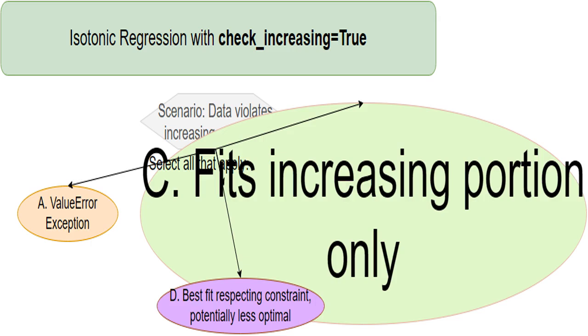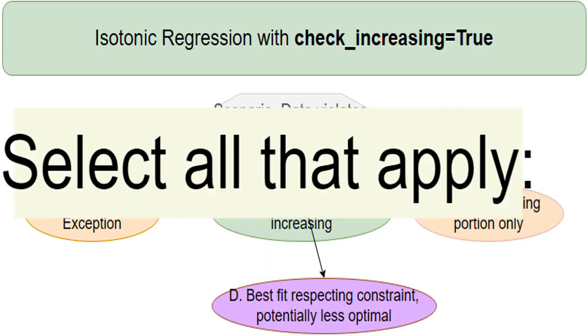I might think the model ignores the parts of the data that decrease and only fits the parts that increase. However, isotonic doesn't work that way. It tries to fit everything, respecting the constraint. It doesn't pick and choose. This is a multiple-choice quiz. I have to pick all the answers that correctly describe the behavior of isotonic when I have this increasing constraint in my data.